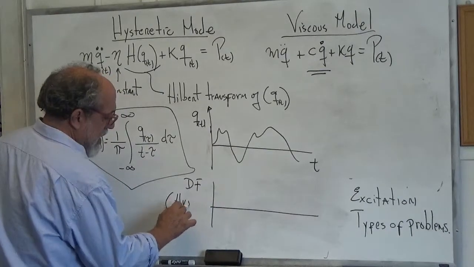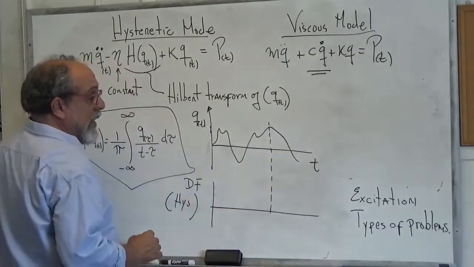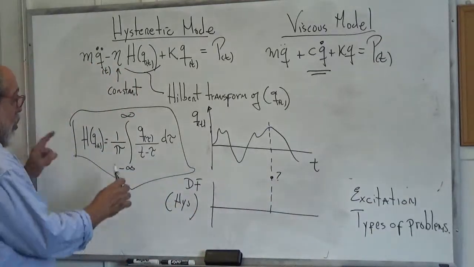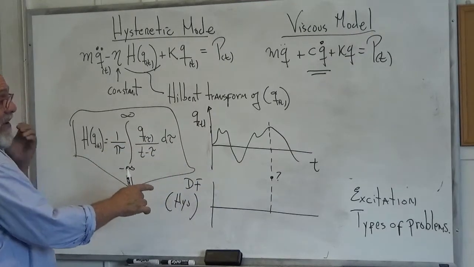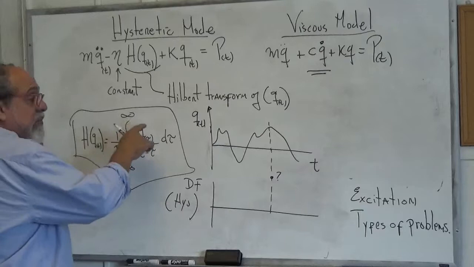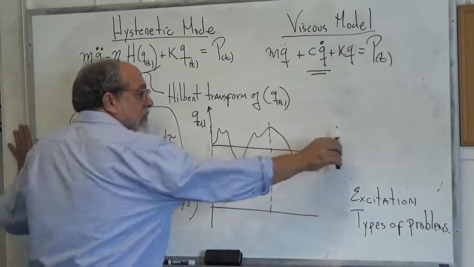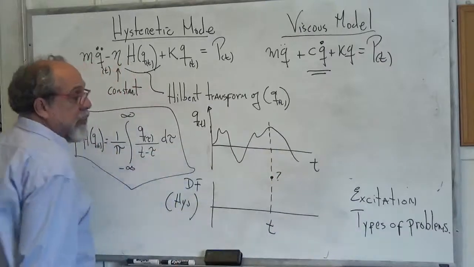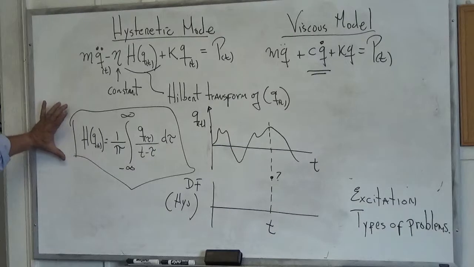hysteretic, then that means that at this time, if you wanted to know the force here, what is it? You would have to do this integral of Q of tau, t minus tau, right? So that means from minus infinity to infinity. So that means it depends on all the past of the Q as well as all the future of the Q. Now the damping force at time t cannot depend on all the future because the future hasn't even occurred. So we know that the hysteretic model cannot be exactly correct, right?